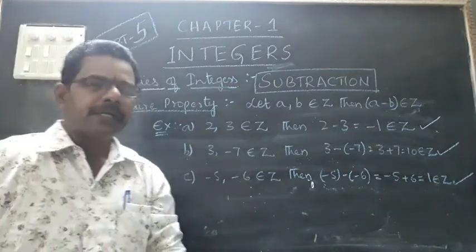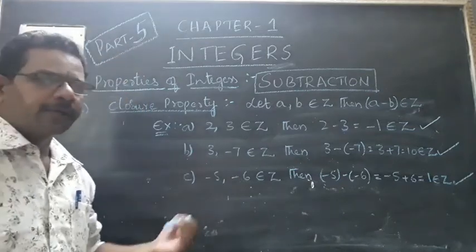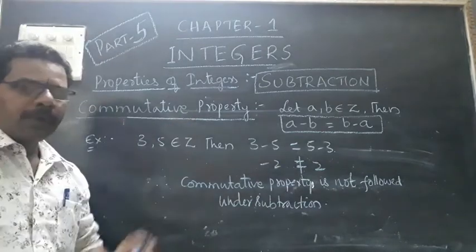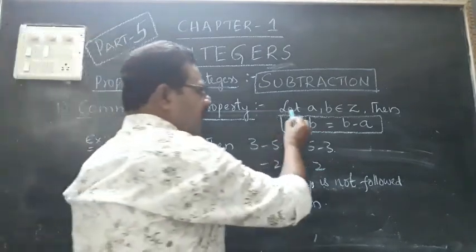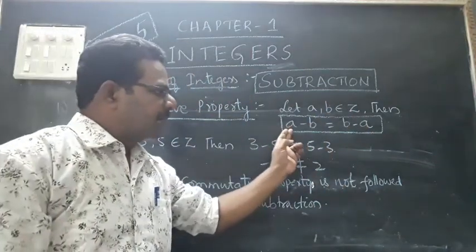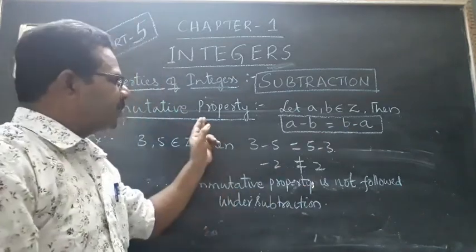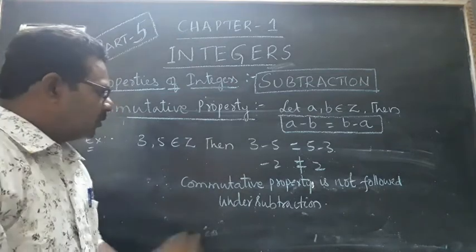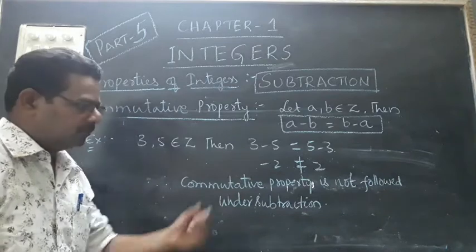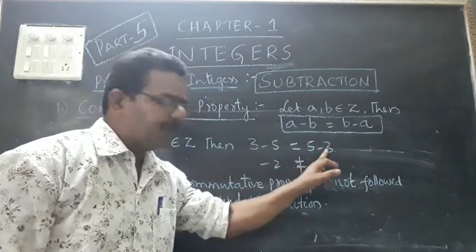Now the second property is commutative property. Okay, so we shall go to the commutative property. Commutative property under subtraction: if you take any two integers a and b belonging to the set of integers, then a minus b should be equal to b minus a. Then only we can say this property is following under subtraction. We shall take an example and check. 3 and 5 I have taken. 3 minus 5 is equal to 5 minus 3? A minus b is equal to b minus a?